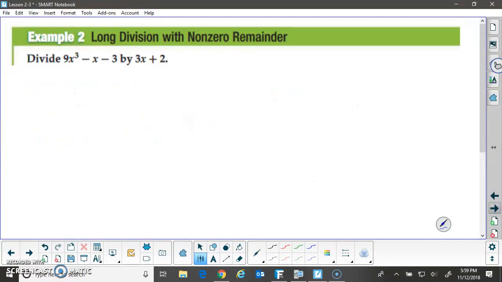Well, the next example is different. It just wants us to divide these 2 polynomials. It doesn't necessarily mean that 3x plus 2 is a factor of the third degree polynomial, which means we're not necessarily going to get a 0 at the end for a remainder when we divide.